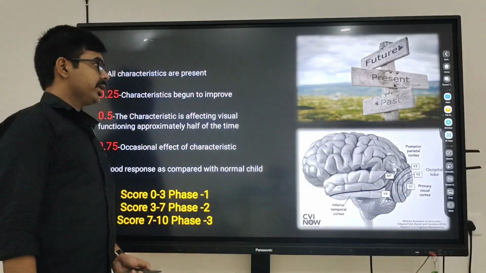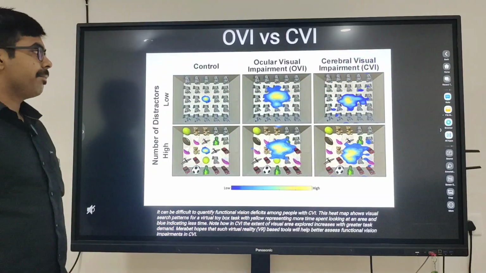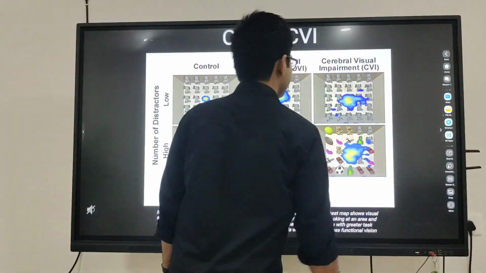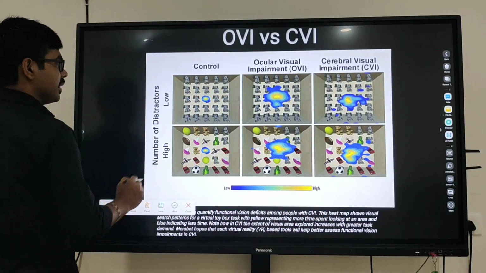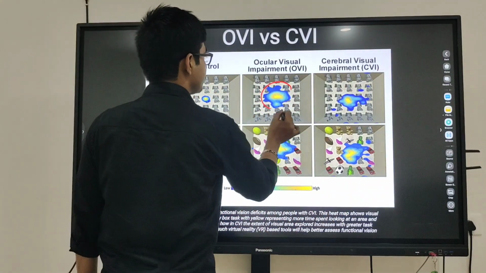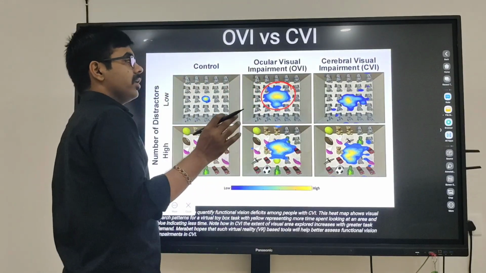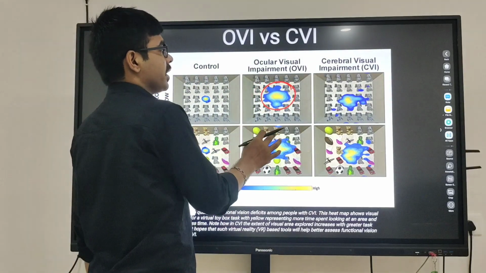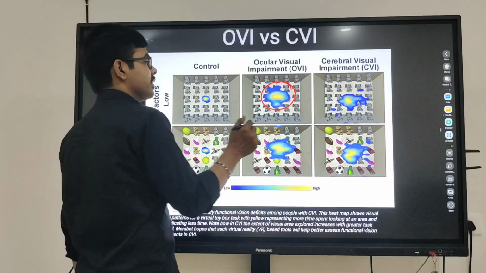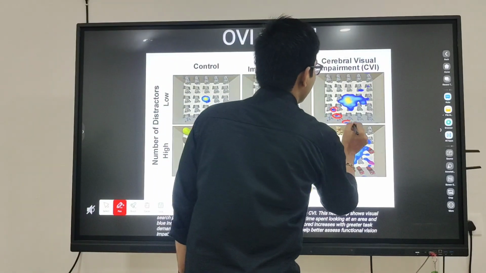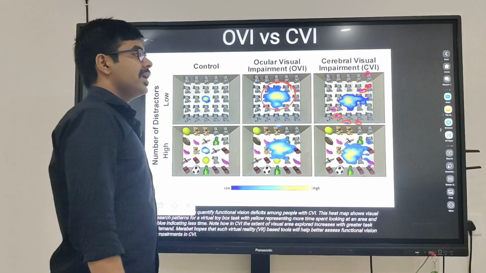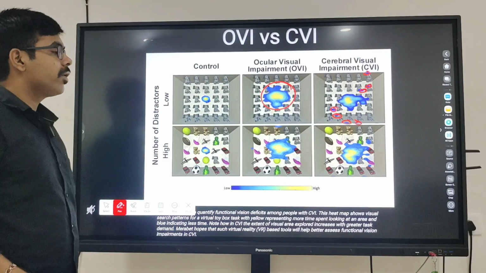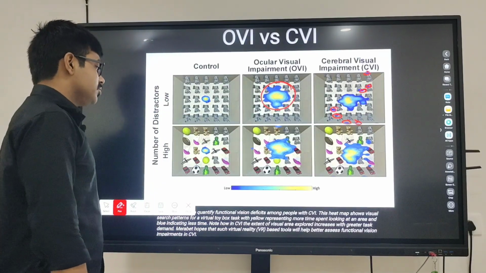Okay. Next, we can see that in ocular visual impairment, the search pattern is very much normal, where the child is not able to see, so due to the ocular visual impairment the child is not able to fix on the target. But in the case of cerebral visual impairment, you can see there are multiple areas of search. So to see a target in a crowded environment, the child has to put in more effort if the child has cerebral visual impairment.